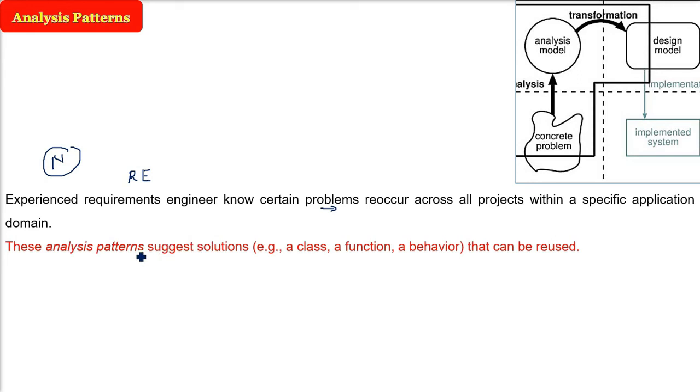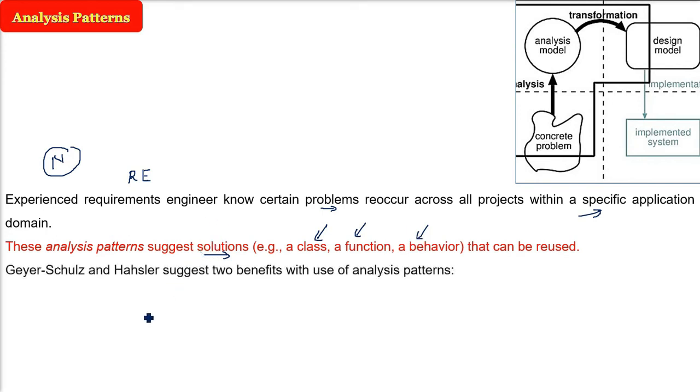So these analysis patterns are kind of analysis ways which suggest a solution to these problems. For example, in the networking field, the problem can be solved by opening sockets, IPC, pipes; there are various ways. So the solutions will be on the basis of what the class, the function, and the behavior will be, that can be reused.